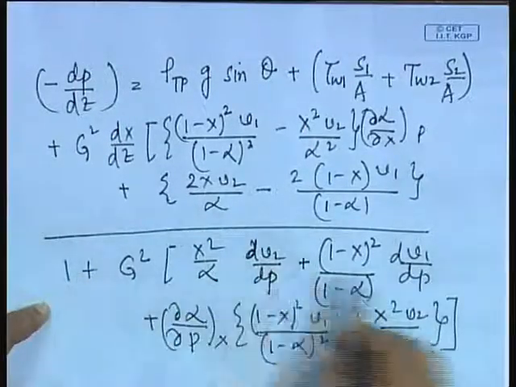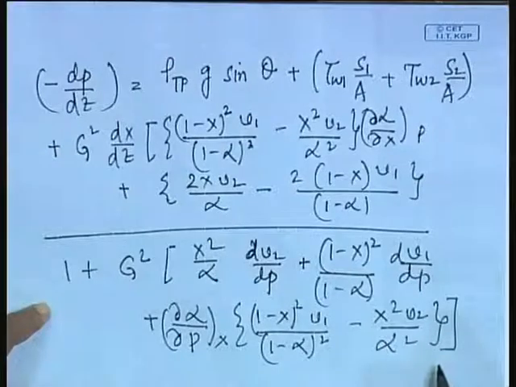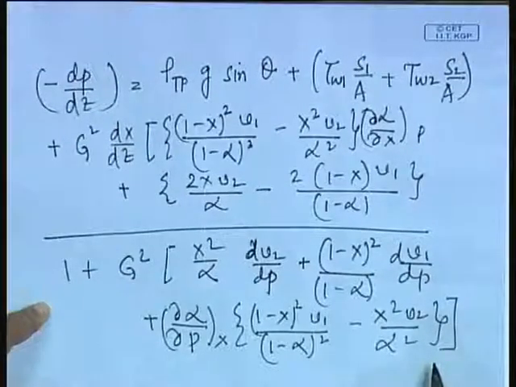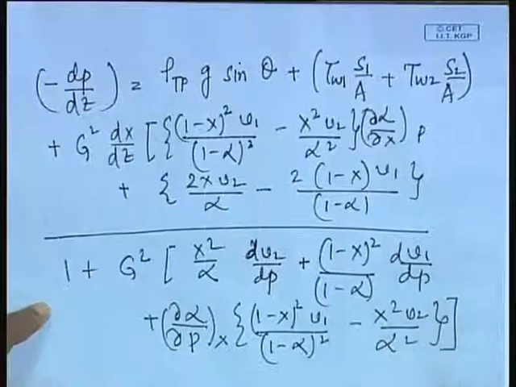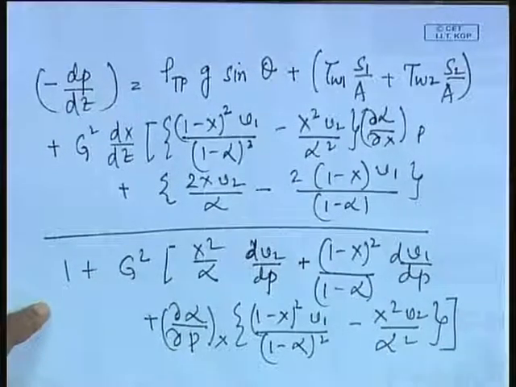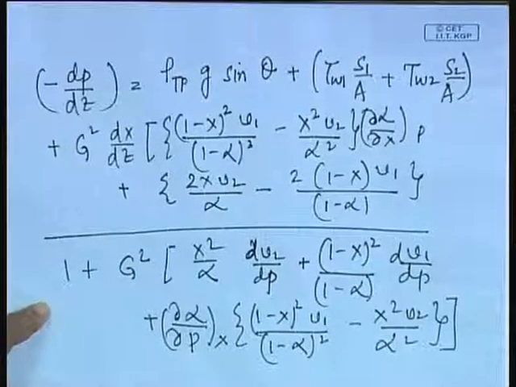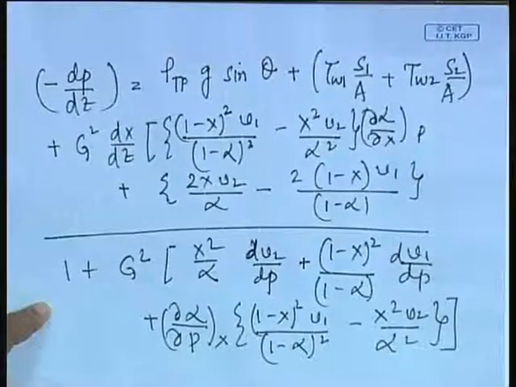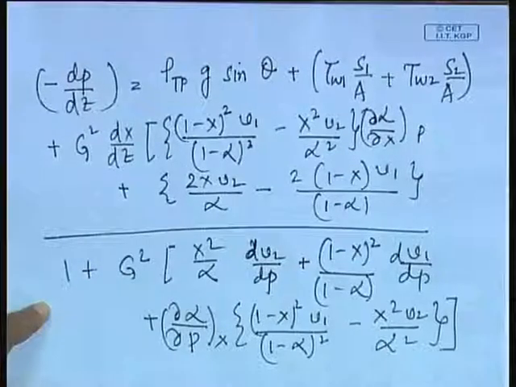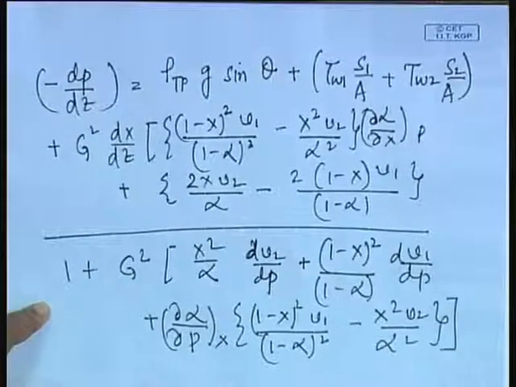So, if this whole thing is equated to 1 minus Ma square for two phase flow under separated flow conditions, then from there what are we supposed to get? We are supposed to arrive at some particular condition which will give us the condition of choked flow for two phase flow when the two phases are flowing under separated flow conditions. Is it clear to you?